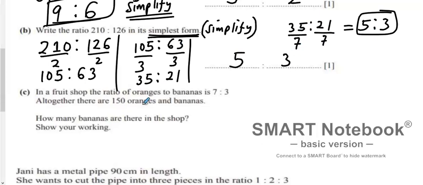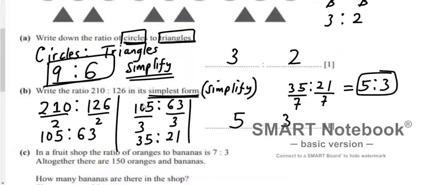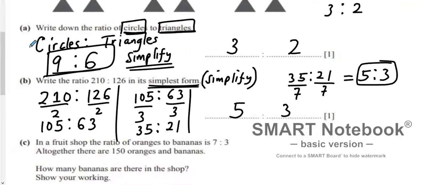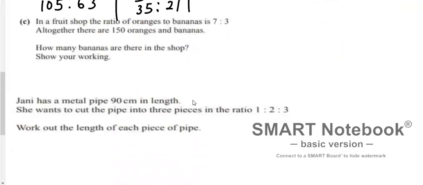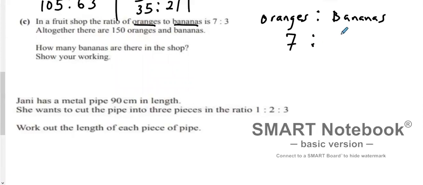Right, so I hope that helps. You can pause the video and start recording the working plus the answers. Otherwise, let us continue to question C. In a fruit shop, the ratio of oranges to bananas, we have oranges there and we have bananas there. The ratio of oranges to bananas is 7 ratio 3.